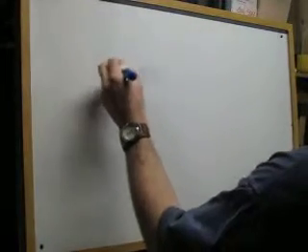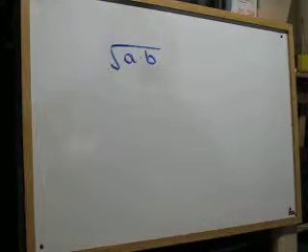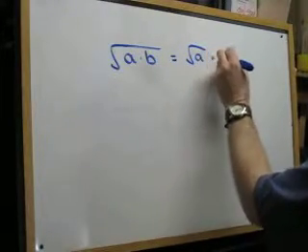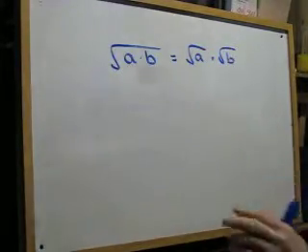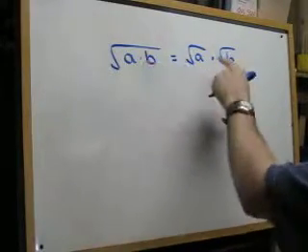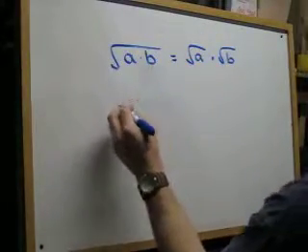The first one says if we have two numbers, let's call them A and B, and we're multiplying them inside the square root, that's the same as the square root of A times the square root of B. Remember, in the last lesson we had an addition sign there, and that is not true. If this was plus and this was plus, that would not be a true statement.